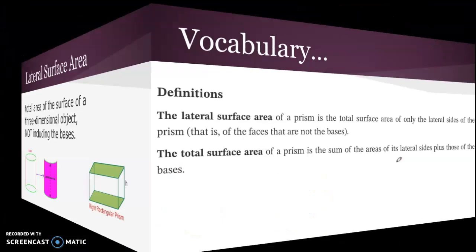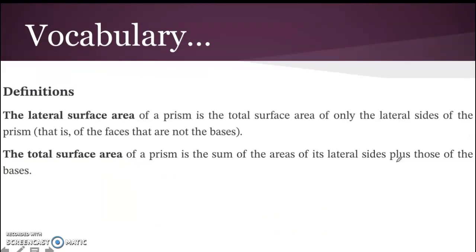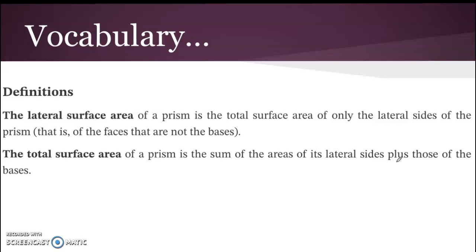Okay, so let's take a look at some examples. Before we do that, I do want to recap and make sure you have these two definitions copied in your notebook. A lateral surface area for a prism is the total surface area of only the lateral sides of the prism. So that's not the bases, not the top and the bottom, whereas the surface area is everything.